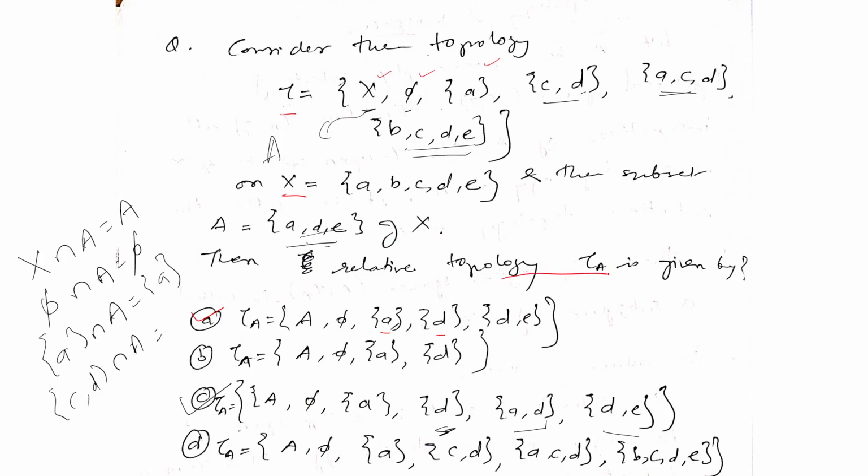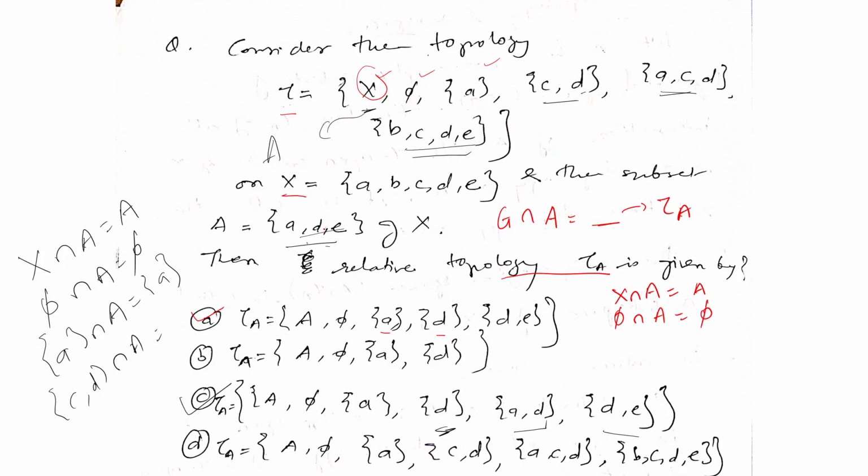You have to find the relative topology tau A. So for finding the relative topology tau A, what you need to do is just consider this set A and take open sets from tau, that is G, and take their intersection. Okay. So whatever set you get will be part of tau A. Fine. So consider one by one. Take X. So X intersection A will give you A, right? Then empty set intersection A will give you the empty set.